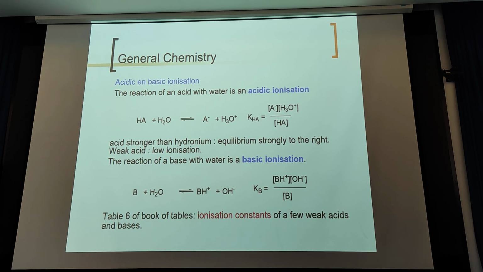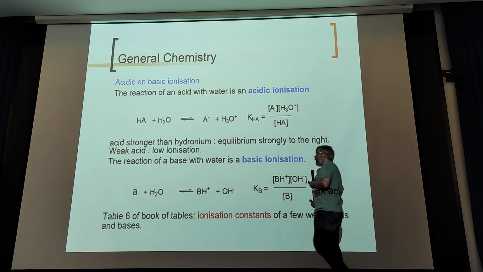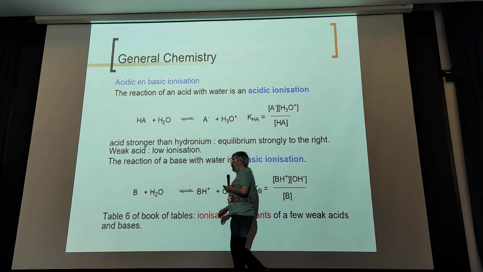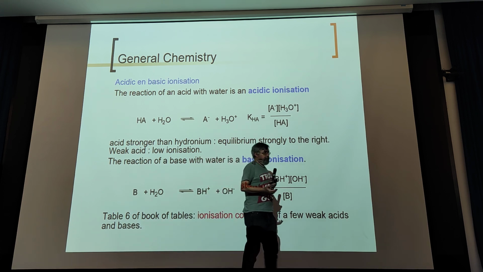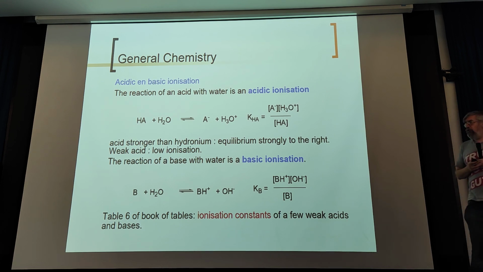Now, of course, we also have bases. Bases interact with water. What the base does is take a proton from water, and water functions as an acid. What you get is a protonated base and the OH-. As you can see, we again have water as a non-changing concentration, so the equilibrium constant is going to be of the same form: the two ions that are forming divided by the concentration of the weak base.